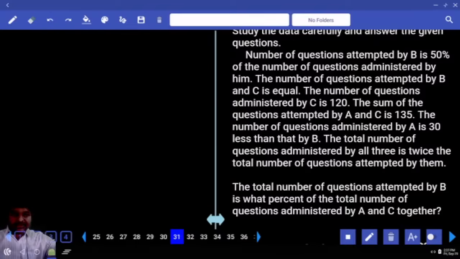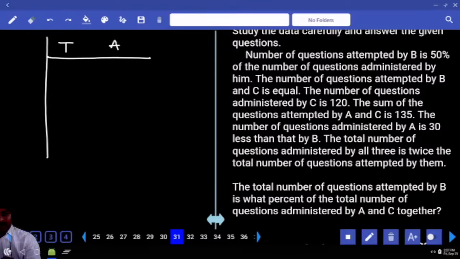50% of the number of questions administered by him. So let us assume total and then attempted. They are talking about B. We have C also and then A also. A, B, C.